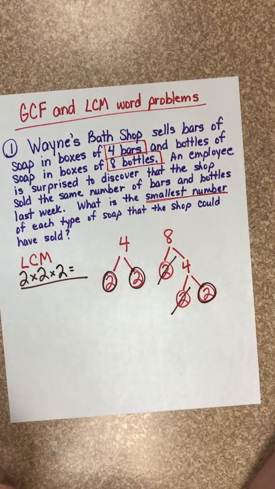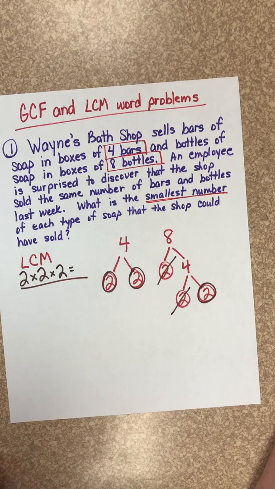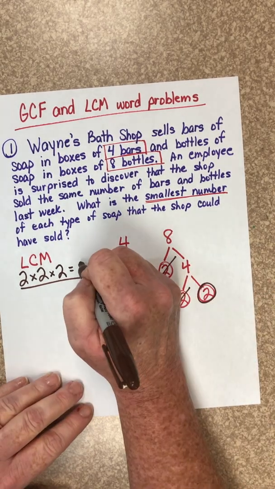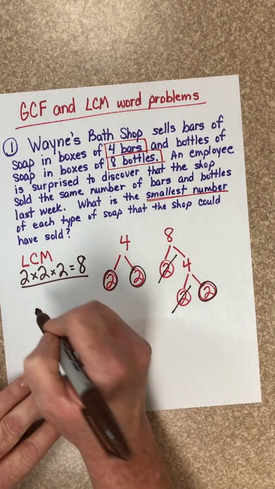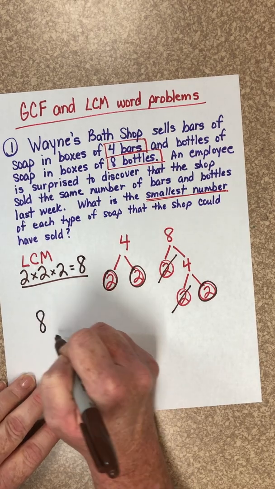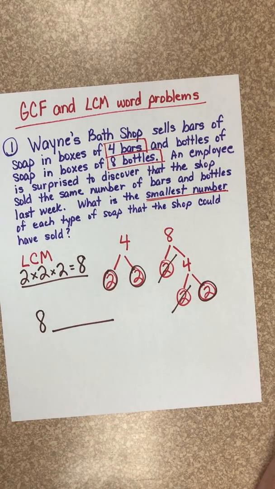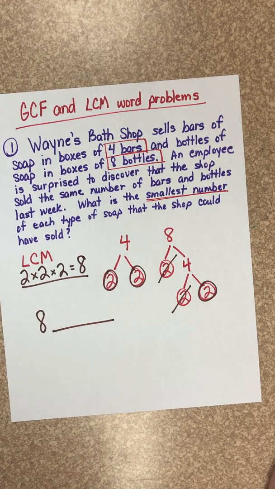And now we multiply. 2 times 2 is 4. And 4 times 2 is 8. So our answer is 8. 8 what? Because it's a word problem and we need to label. So now we need to think about, well, how do I find a label in this kind of problem?